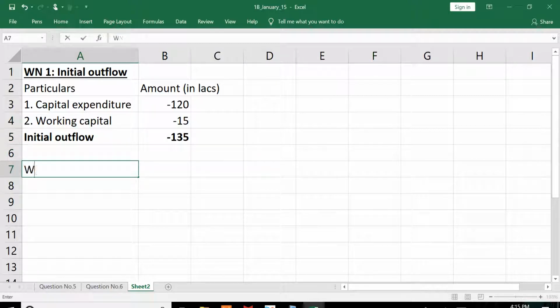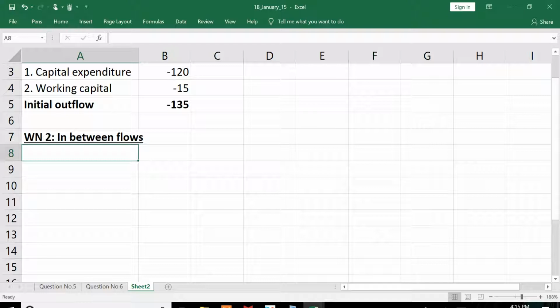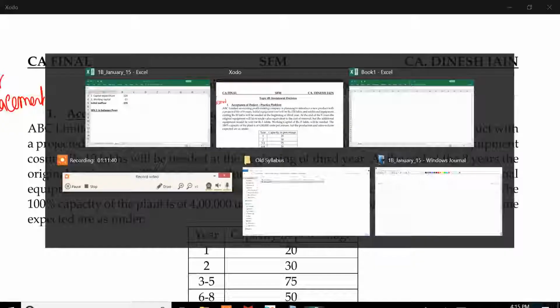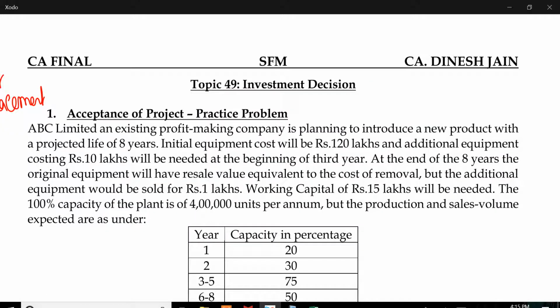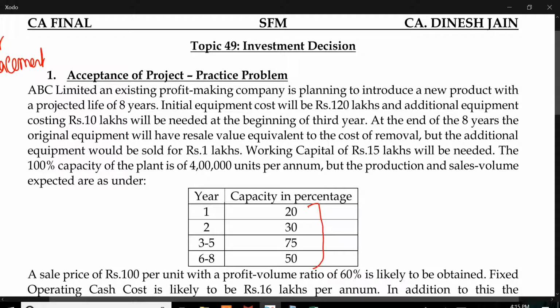Working note 2, in between flows. That is, throughout the project, what do we get? How many years is the project? 8 years. And if you see, the sales is not going to be the same in 8 years. 20%, 30, 75, 50. So it's going to be different for different years.